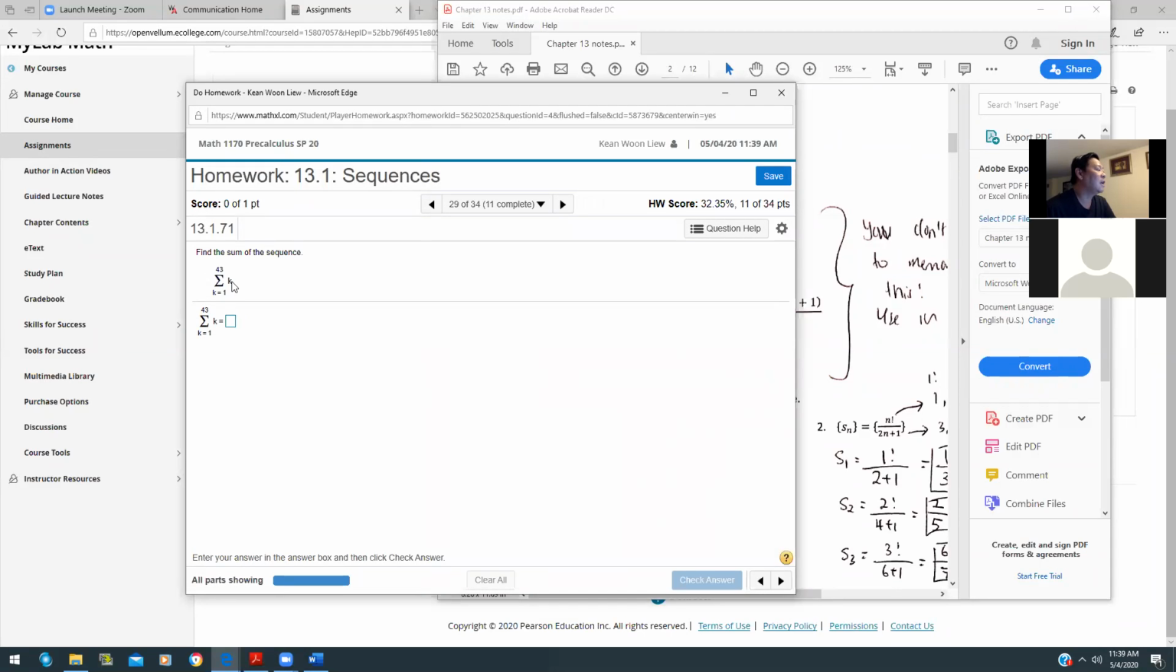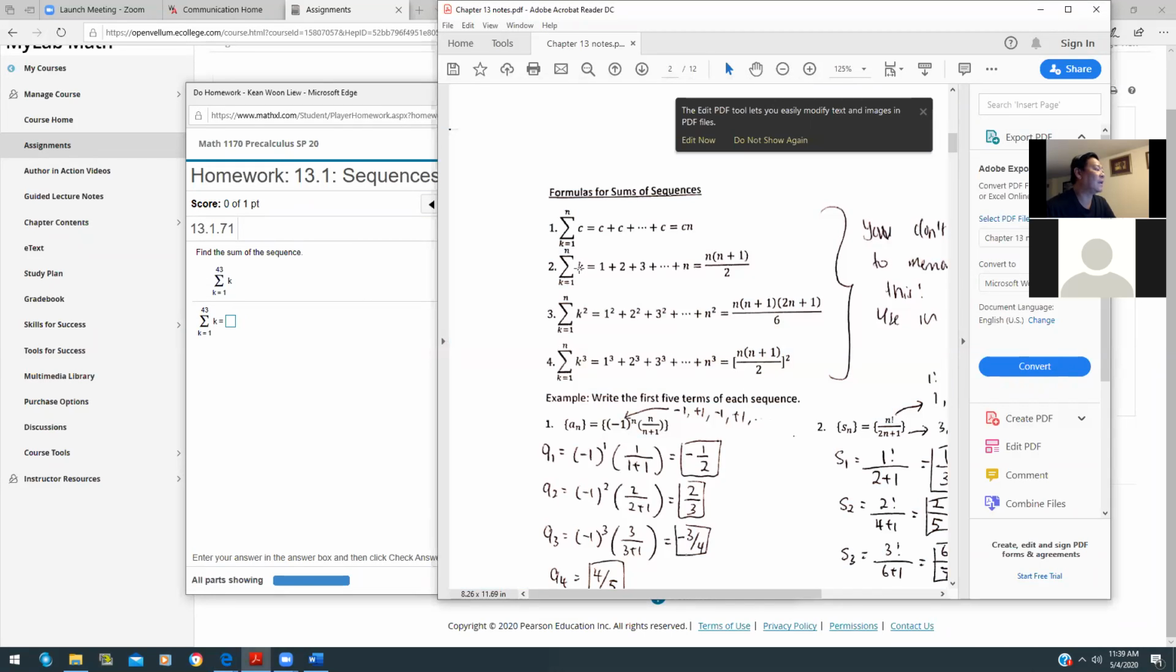Now we got this. This looks exactly like number 2. So that means this is 1 plus 2 plus 3 plus 4, and you add all the way to 43. So what we do here is, this is the formula we use. So your n in this case is 43.